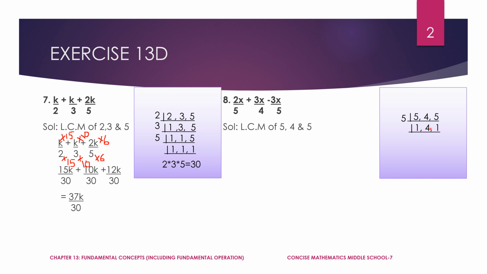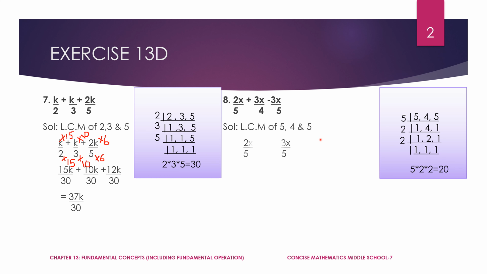Now to solve this 4, don't start with 4. You should start with 2. 2 twos are 4. Now 2 ones are 2. Right? So we got ones finally. Now multiply all these prime factors: 5 into 2 into 2, that is 20.